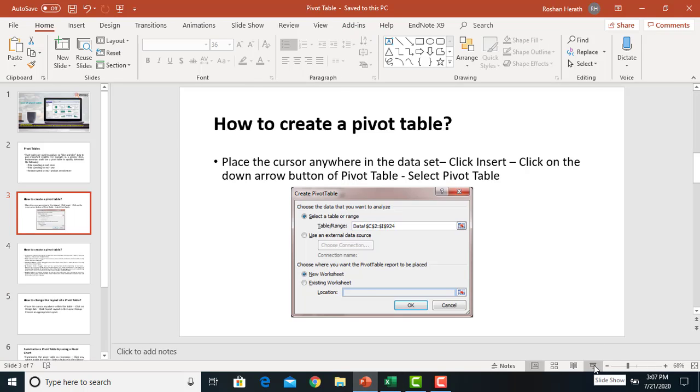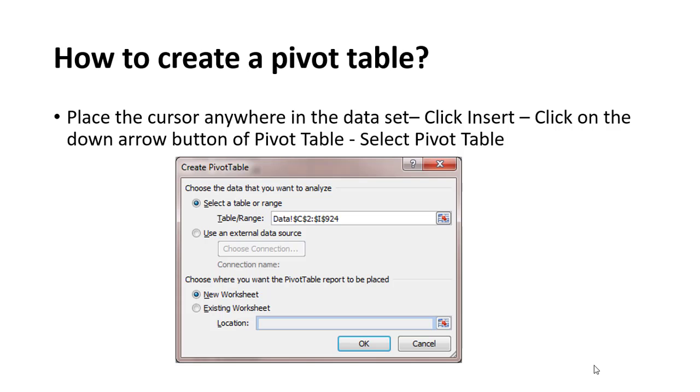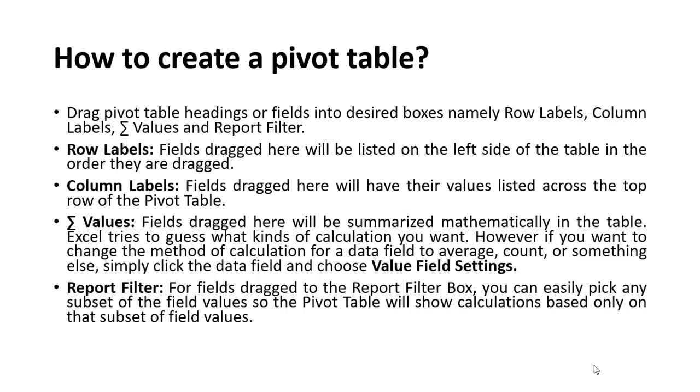Right. If I just go to the pivot table, we have discussed how to create the pivot table, how to initiate the creation of the pivot table, and how you proceed with it. In that we witnessed that you need to drag the table headings, or what we call fields, into the desired boxes, namely the row labels, the column labels, values, and even the filter. So in fact, we have witnessed all these things.